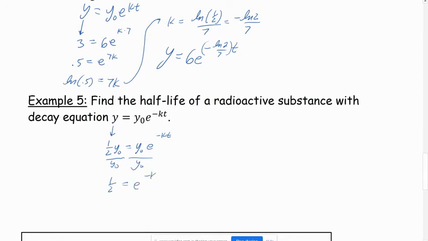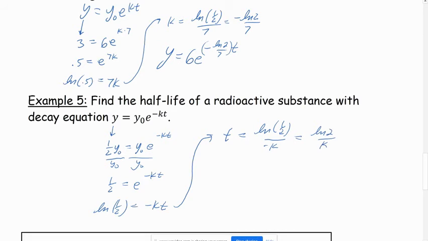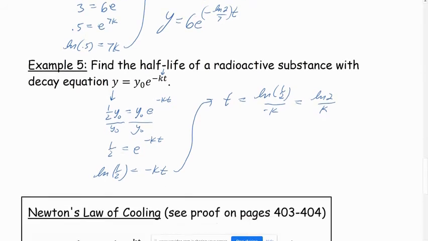1/2 equals e to the negative kt, and take the natural log. We get natural log of 1/2 equals negative kt. So from there, t, that's the half-life, is equal to natural log of 1/2 divided by negative k, or in other words, natural log 2 over k. And so that's using an equation where we already have the negative sign built in, so then k would be positive if we already know it's a decay equation.